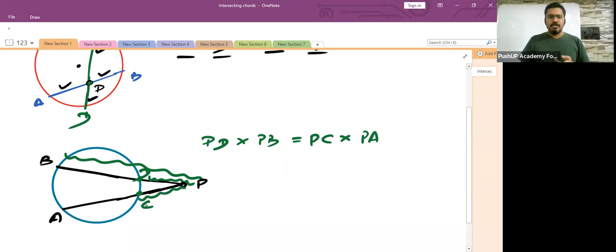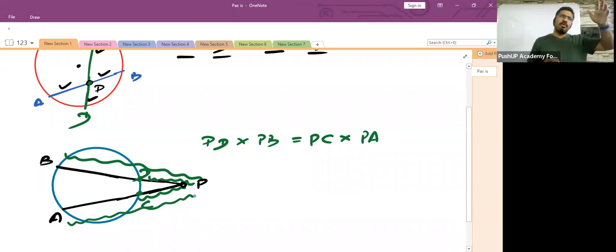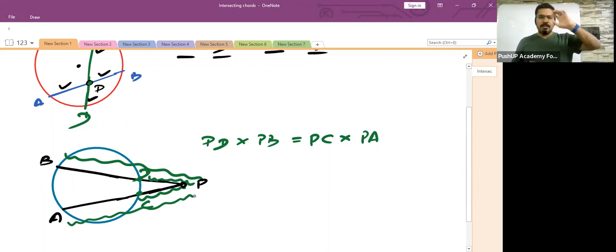That means the shorter line segment into the longer line segment. It's very easy to imagine, children. No need to by heart it. The line segment PD into PB is equal to the line segment PC into PA. That's all. This is result number 2.